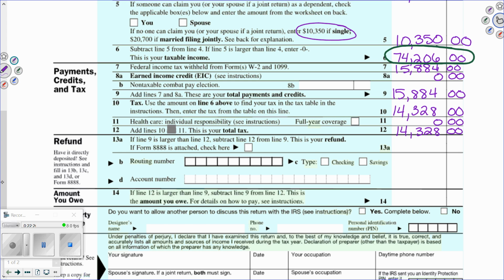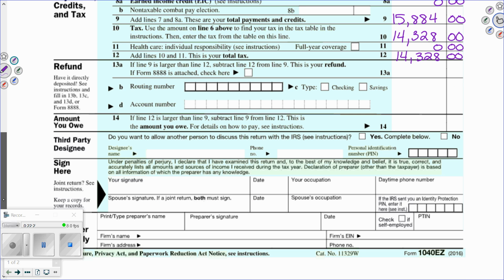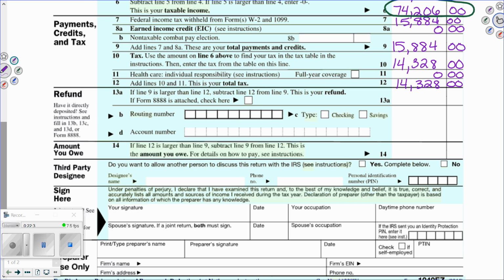All right, here we go. Too far. 13A, if line 9 is larger than line 12. Is 9 larger than 12? Yes, okay. Then this is your refund, okay? Subtract line 12 from line 9. All right, so we'll go ahead and take line 9, subtract line 12. And how much of a refund does she get? $1,556.